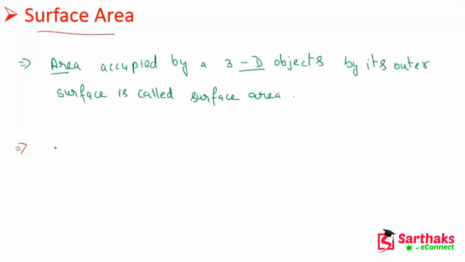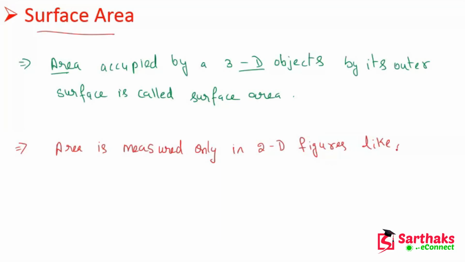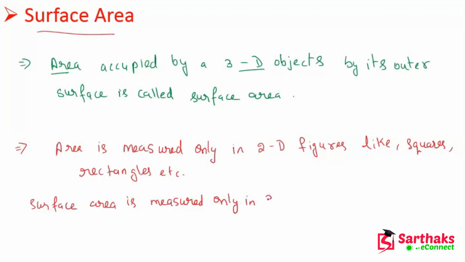Now the important thing is that area is measured only in two-dimensional figures, 2D figures, like squares, rectangles, etc. And surface area is measured only in 3D figures, like cube, cuboid, etc. I hope you get this point.